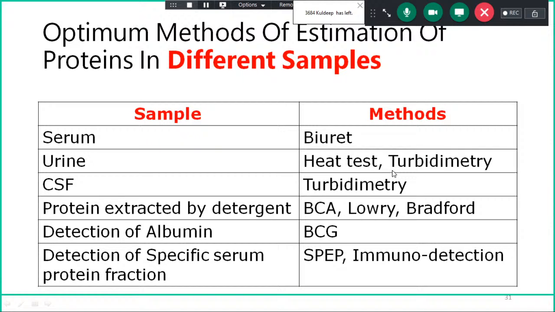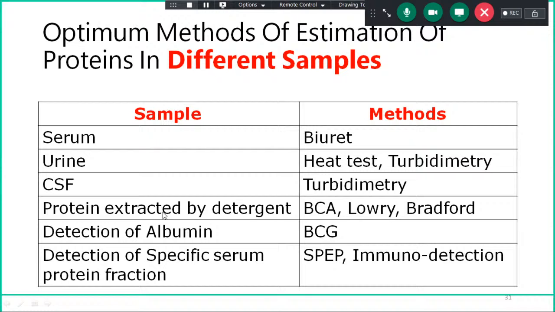Okay, so the turbidimetric method is similar to heat coagulation, but in this we use trichloroacetic acid or sulfosalicylic acid, which will precipitate the protein, and this is seen as turbidity. This turbidity is measured by a colorimeter or spectrophotometer, and absorption is quantified, so we can quantify the protein in the sample. In CSF, which has a very low concentration of protein, this turbidimetry method is used.